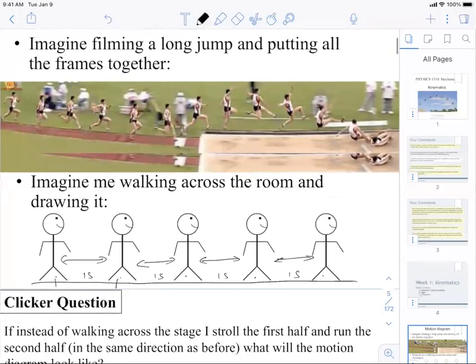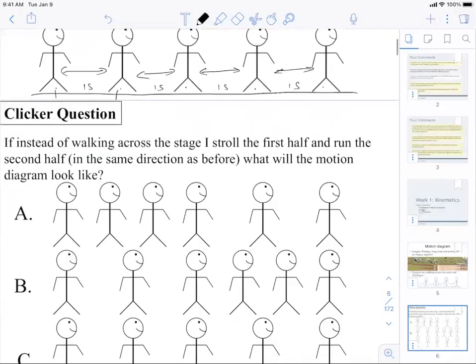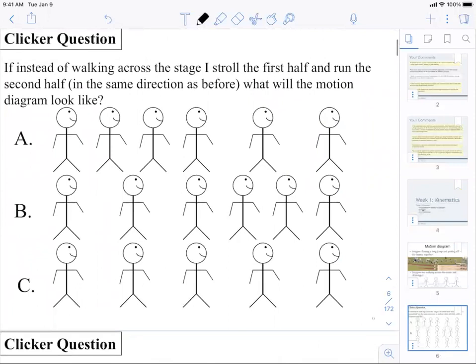So here I have a question about a walking motion diagram. If the scenario is a little bit different, I walk across the room, and I stroll the first half, but then I run the second half. What do you think the motion diagram will look like in this case? I will go ahead and let you vote on this question. We do not need to discuss with our peers. Let's just vote.